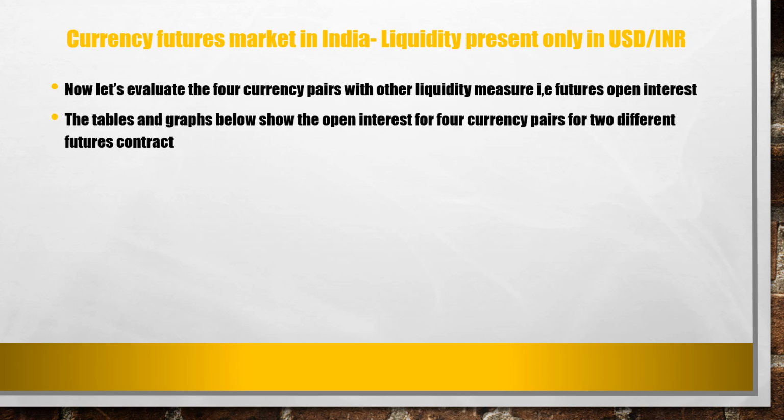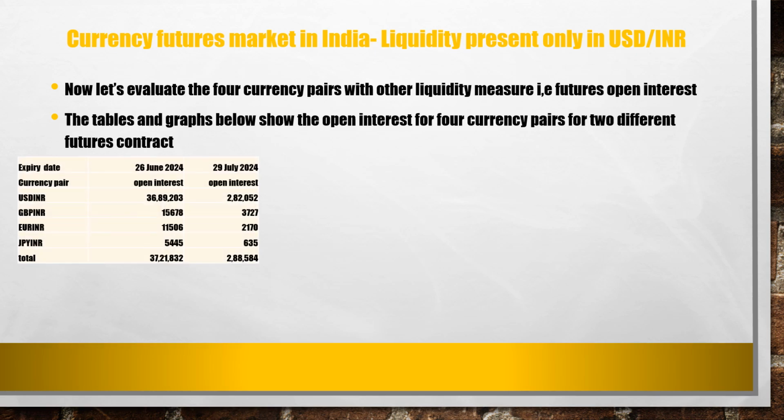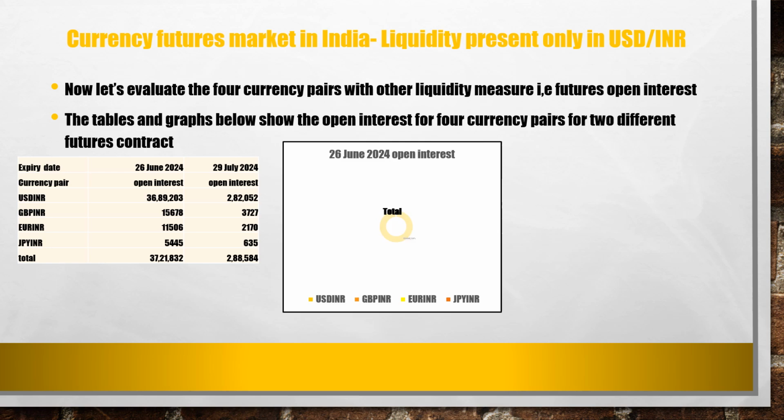The tables and graphs below show the open interest of four currency pairs for two different futures contracts. The table shows the currency pairs' open interest for the two positions. As could be seen, the USD INR's open interest position is much higher than that of the other three. Now let's examine it through the pie chart.